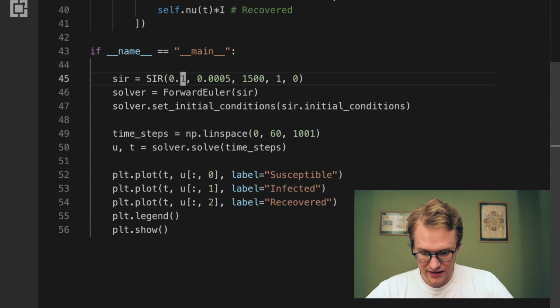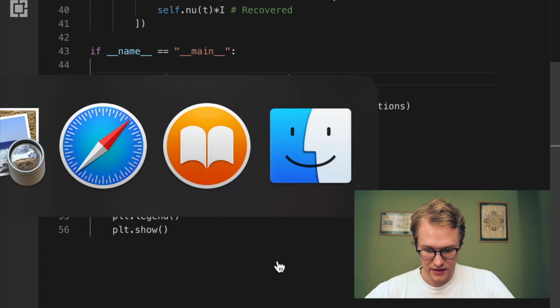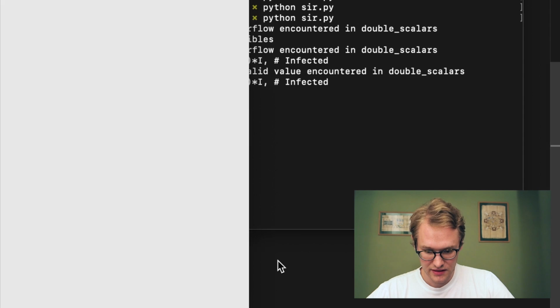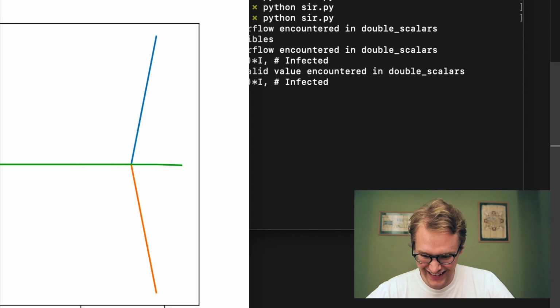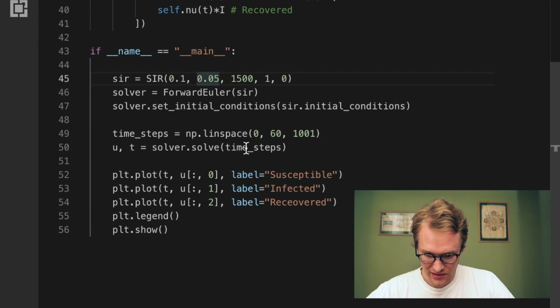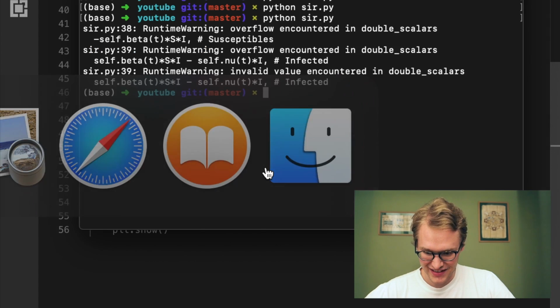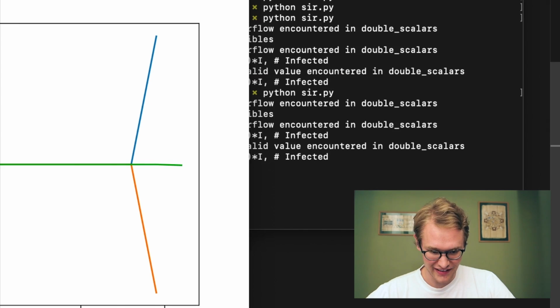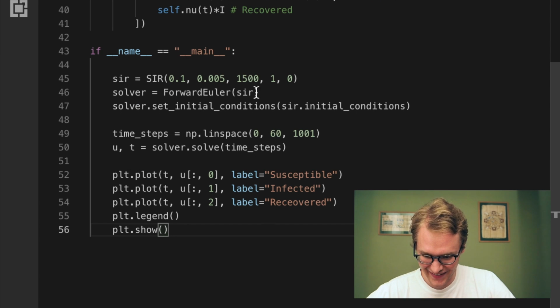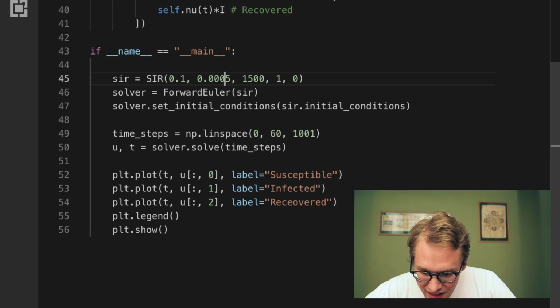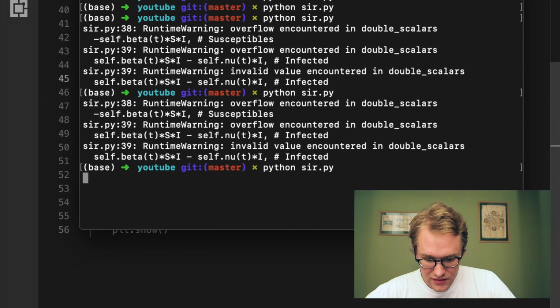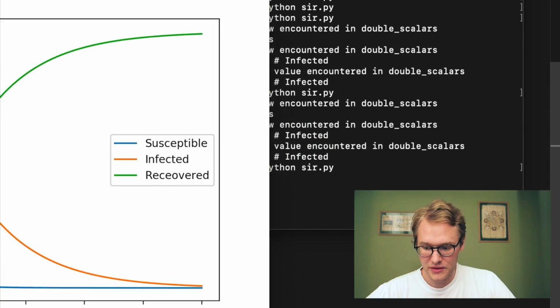Say that it's very easy to get infected. We do this and run it again. Whoops. Oh yeah, it's probably too large, so we get some, what was the error? Overflow. Wow. Okay, let's try it now. Oh yeah, okay, that didn't work. Okay, is it entirely broken? No, no. There you go.